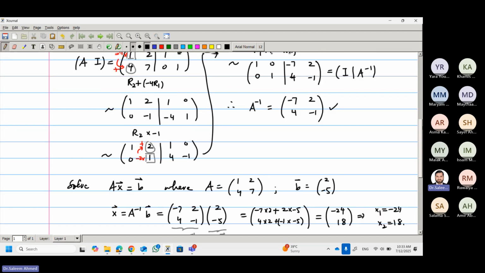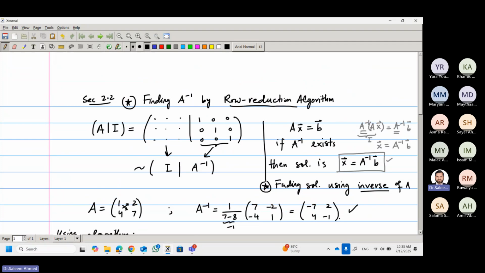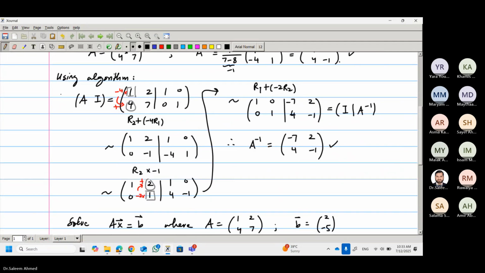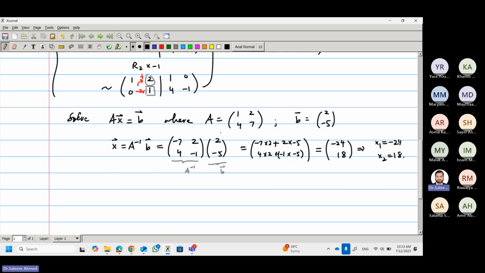So I may give you a matrix A and ask you to use the row reduction algorithm to find the A inverse. So you will use this row reduction algorithm. Using the algorithm, you will find the inverse, right? And after finding the inverse, if I ask you to use this inverse now to solve a system AX equal to B, you will just multiply A inverse with the right hand side of the system to get the solution.